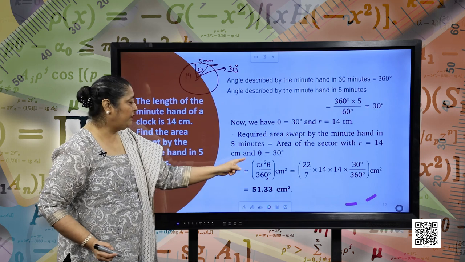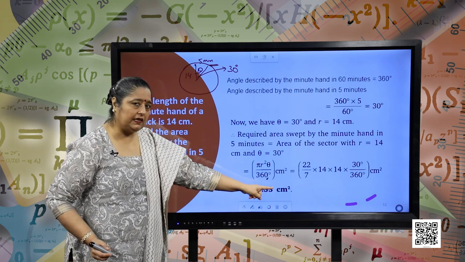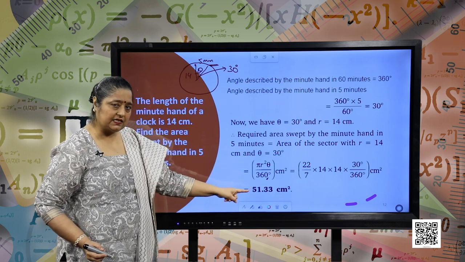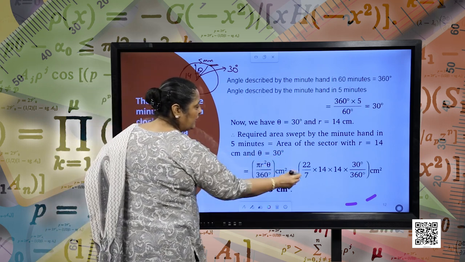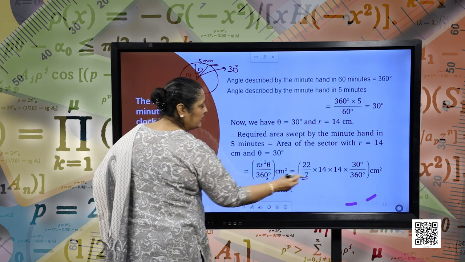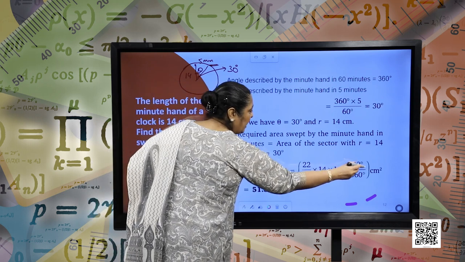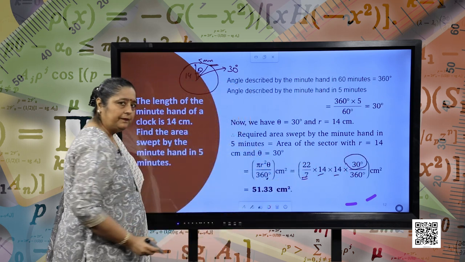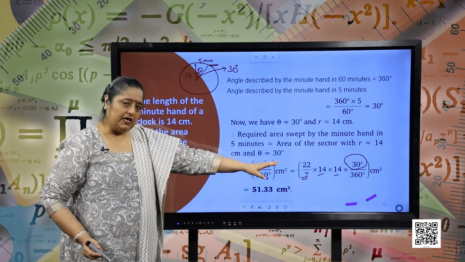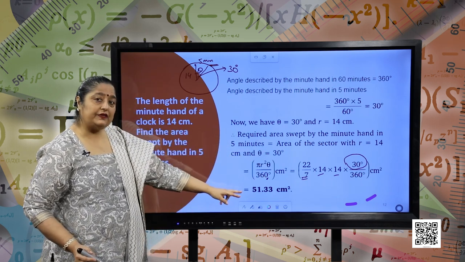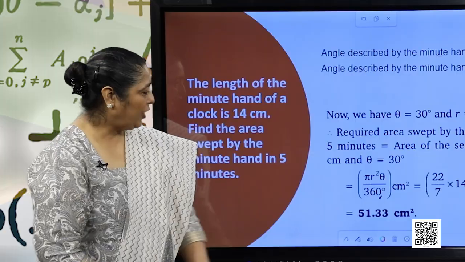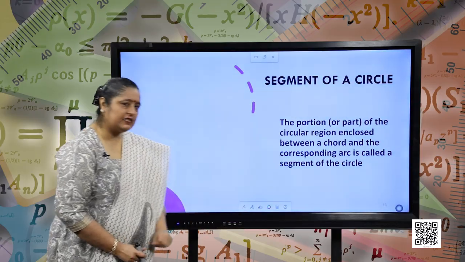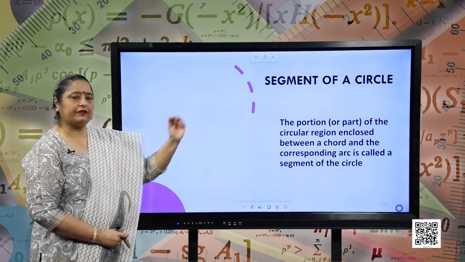Again, the formula will be pi r square theta divided by 360 degree. Again substituting the values, we have pi as 22 by 7, radius as 14, and theta as 30 degree. Calculating it further, the area comes out to be 51.33 centimeters square. I hope this is clear now. Let us move forward. Segment of a circle.